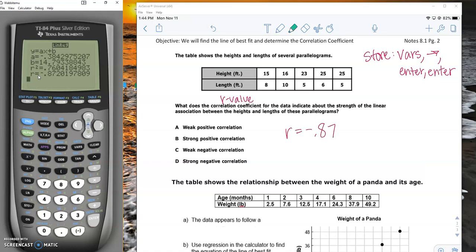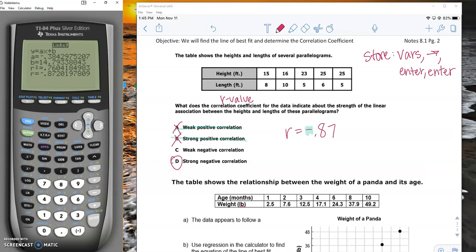So I can see from the negative that there's no way A or B could be my answers because it is not positive. Now we just need to talk about -0.87. Is that strong because it's close to -1, or is it weak because it's closer to 0? So this one is going to be strong because -0.87 is pretty close to 1.